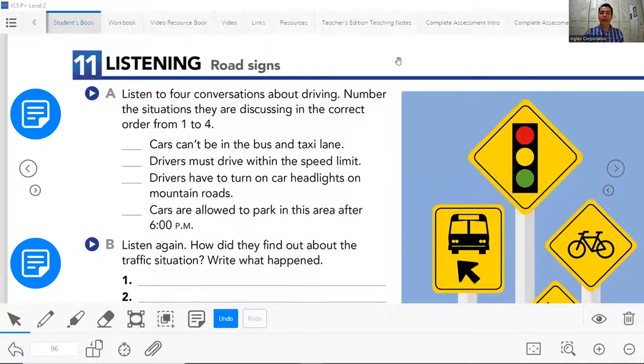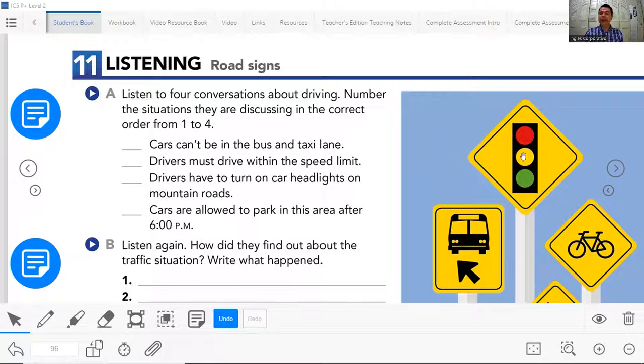Okay, we're going to start with a listening activity, and later I will take the attendance, right? Road signs is the topic, right? Here we have some road signs. Some of you drive, so you understand the meaning and the importance of these road signs, right? Those are the ones that we see on the street.